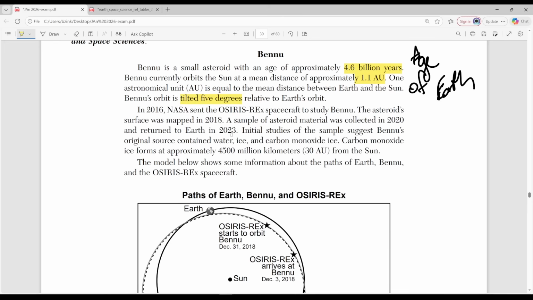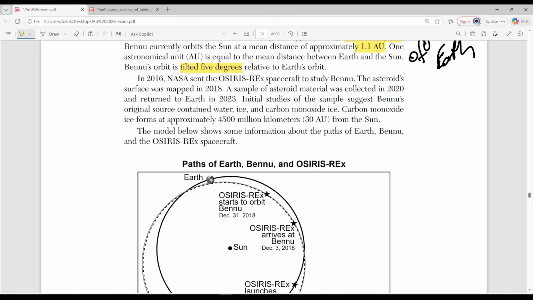In 2016, NASA sent the OSIRIS spacecraft to study this asteroid. Its surface was mapped in 2018, and a sample of the material was collected in 2020 and returned to the Earth in 2023. Initial studies of the sample suggest Bennu's original source contained, let's highlight this, water ice and carbon monoxide ice.